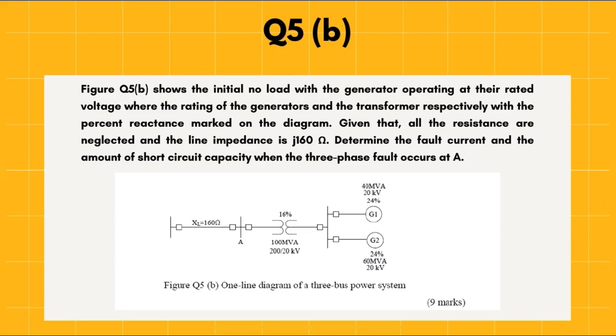And the next one, I will present about question 5B. Figure question 5B shows the initial no load with the generator operating at their rated voltage, where the rating of the generators and the transformers respectively with the percent reactance marked on the diagram. Given that all the resistance are neglected and the line impedance is 160 ohm. Determine the fault current and the amount of short circuit capacity when the 3-phase fault occurs at A.